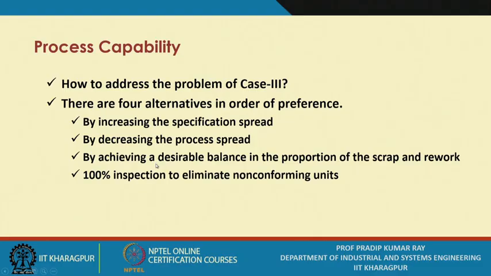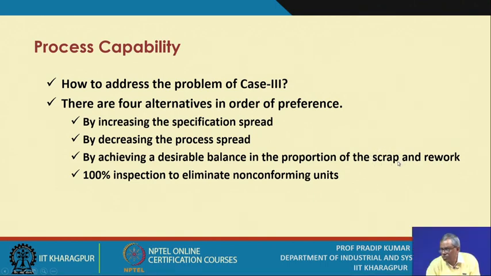Suppose this is not possible, then the third alternative is achieving a desirable balance in the proportion of scrap and rework. When you take up an example, you will find that you always try to avoid scrap, because between scrap and rework, scrap is obviously more expensive. So you change the settings in such a way that the proportion of rework will be more, say 90% of the cases, whereas only 10% of cases are scrap. If you do that, obviously there could be improvement in your performance.